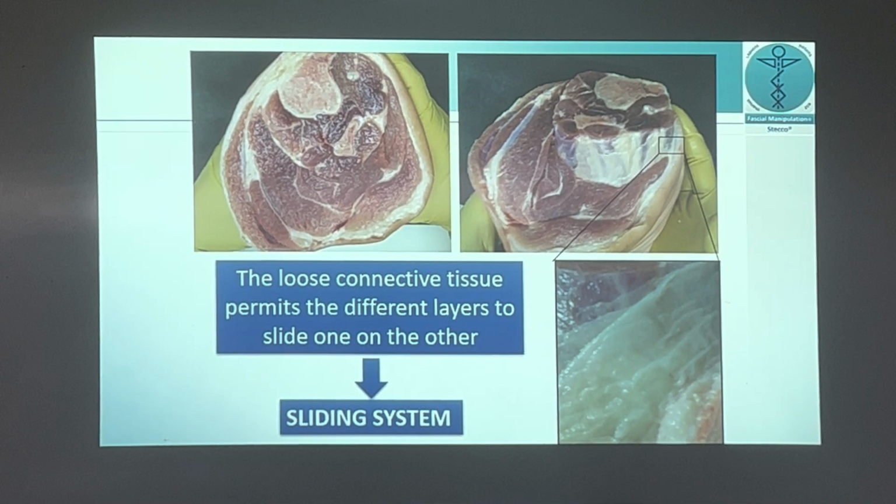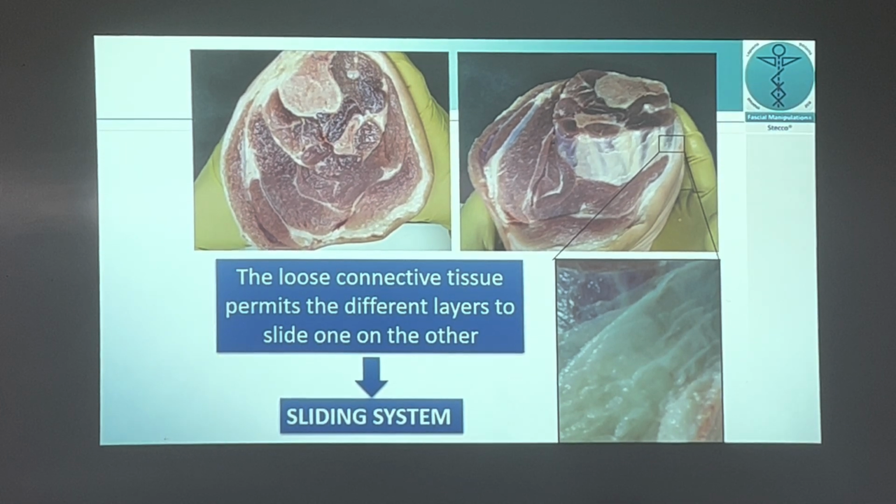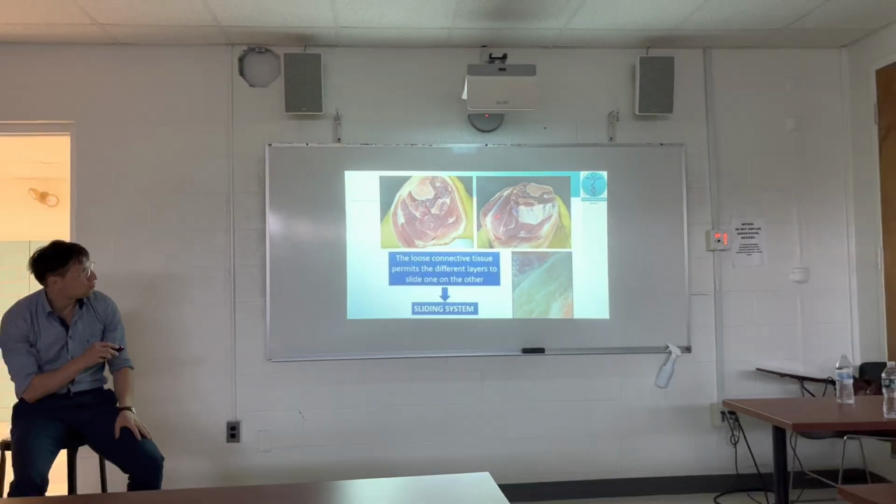Why is that? Because you need independence. Each muscle has to be able to contract independently. The nerve has to be isolated. So between each structure you have an interface made by 2 layers of fascia and loose connective tissue in the middle.